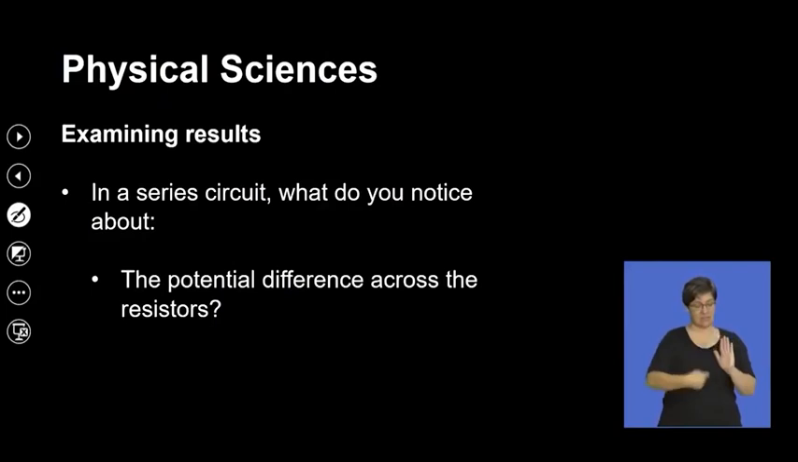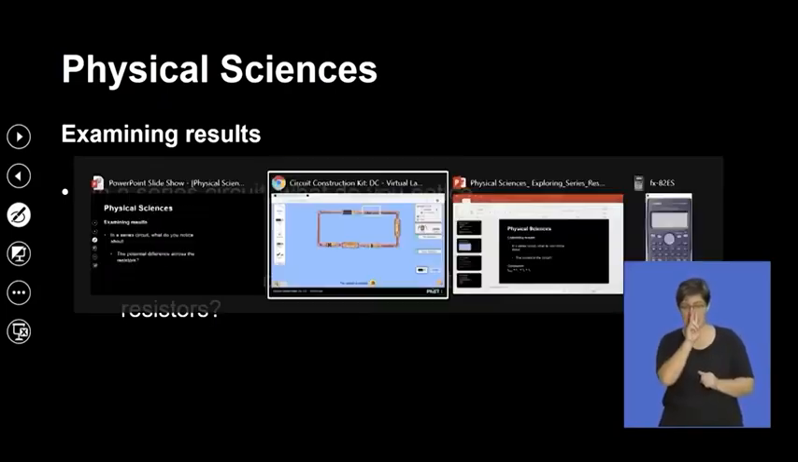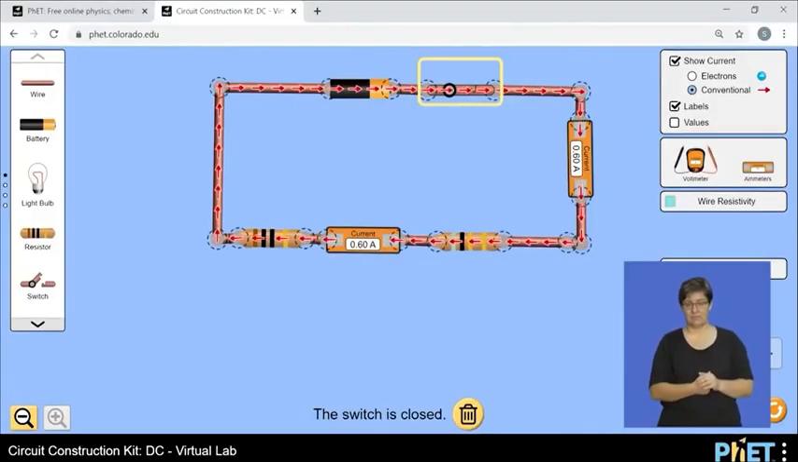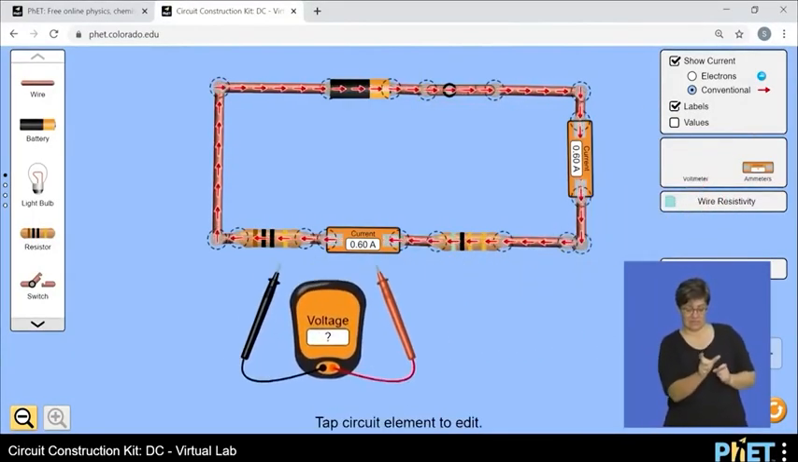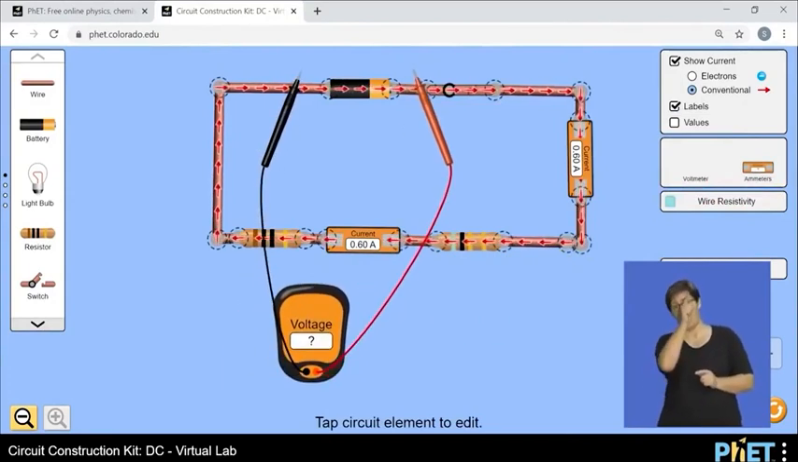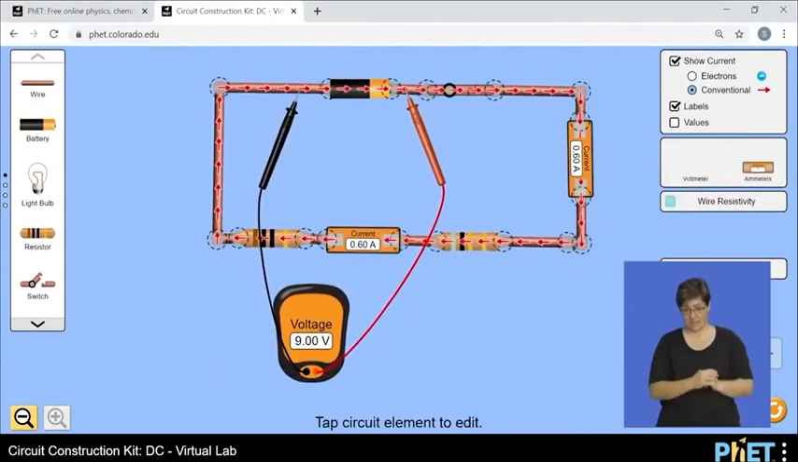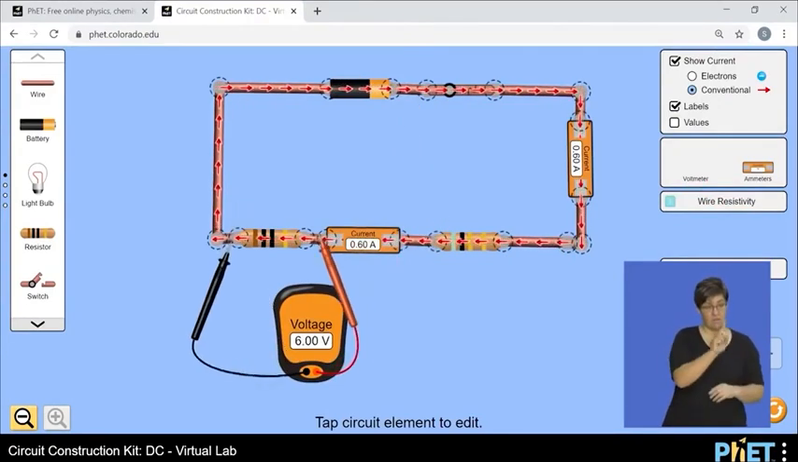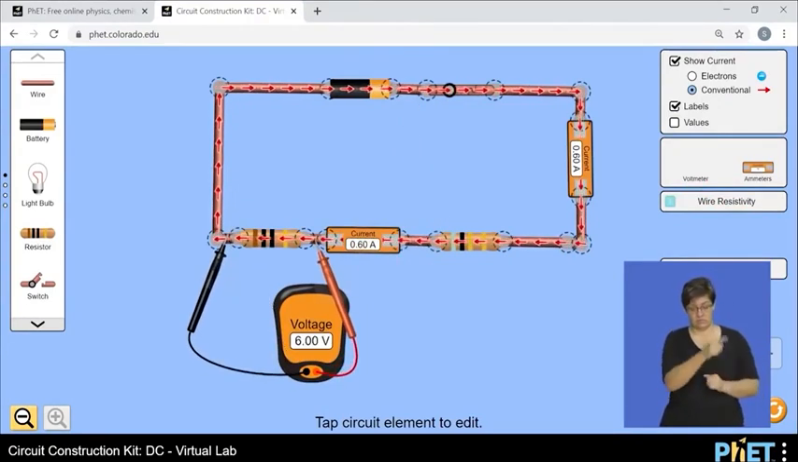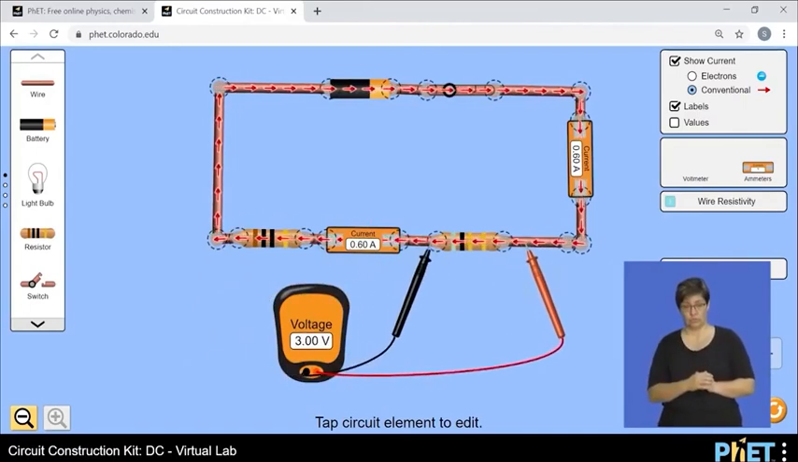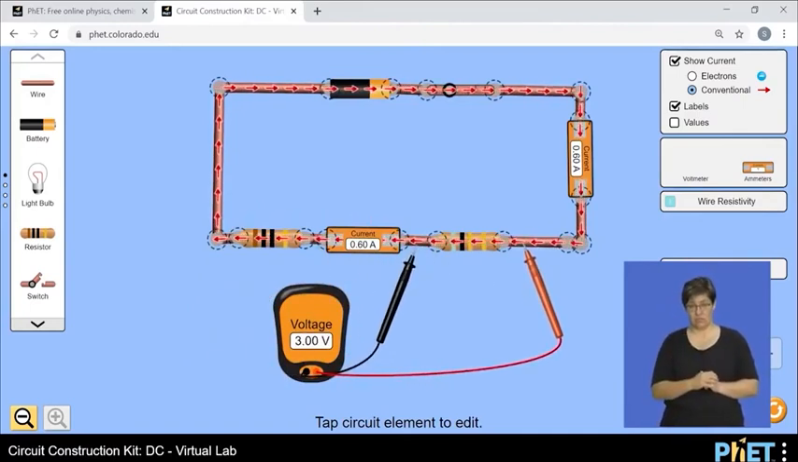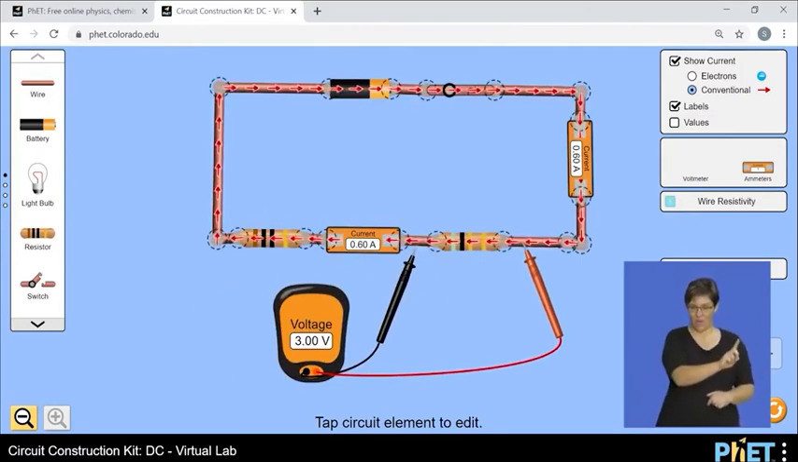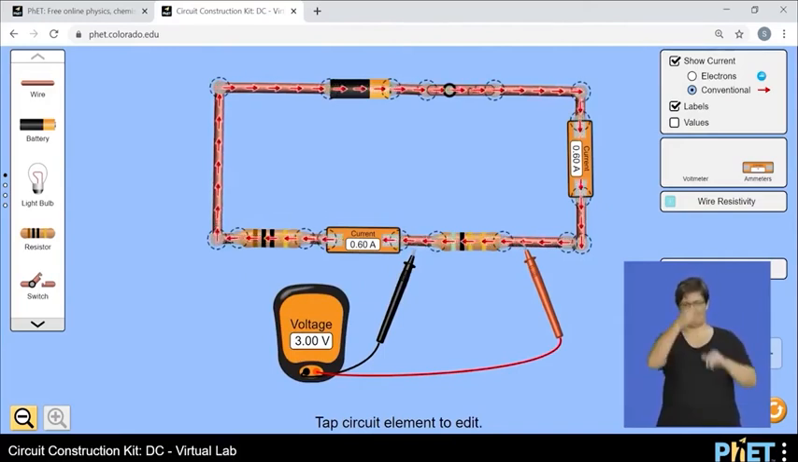Okay, so in a series circuit, what do you notice about potential difference across the resistors? So if we quickly go to our simulation, let's measure the potential difference across the resistors. Our terminal potential difference, to verify it once again, is 9 volts. Voltage across R1 is 6 volts. Voltage across R2 is 3 volts. The 9 is split between R1 and R2, and if you do the total of 3 plus 6, it gives you the terminal potential difference. That's the main thing there.